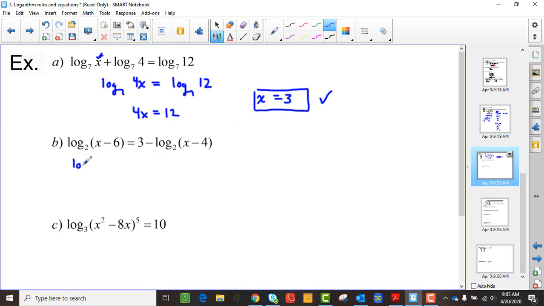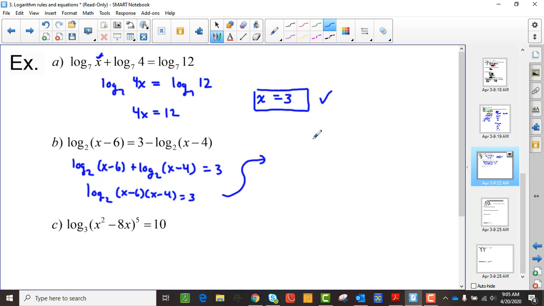All right. Here, I'm going to go log base 2 of x minus 6, and then I'm going to bring over log base 2 of x minus 4, make it positive, and that's equal to 3. So I get log base 2 of x minus 6 times x minus 4 is equal to 3. Now that gives me log base 2 of x squared minus 10x plus 24. I expand that, and that is equal to 3.